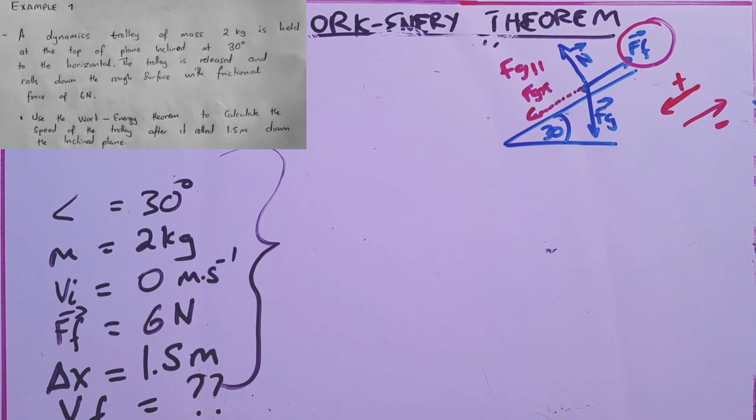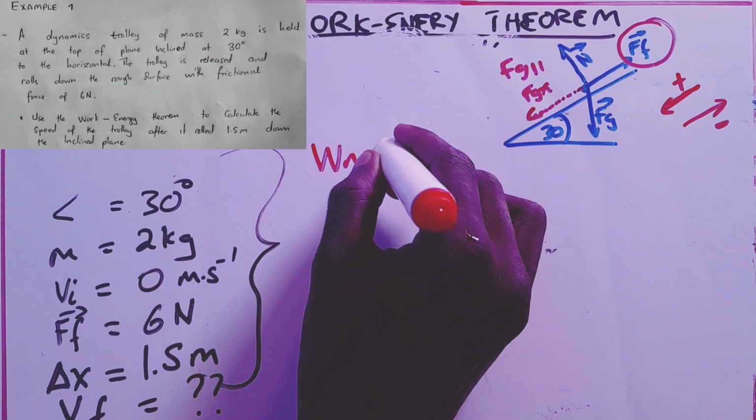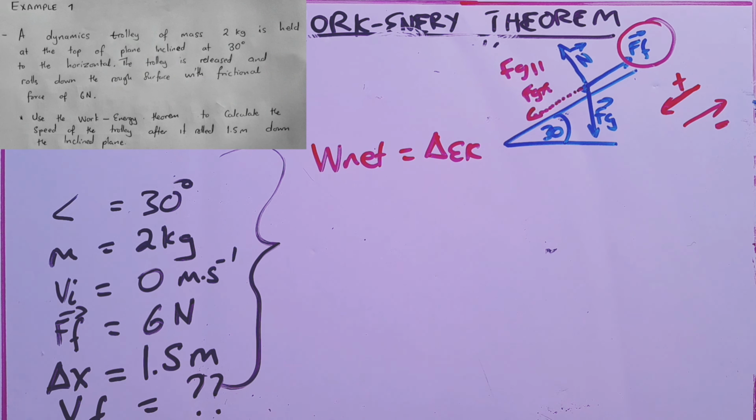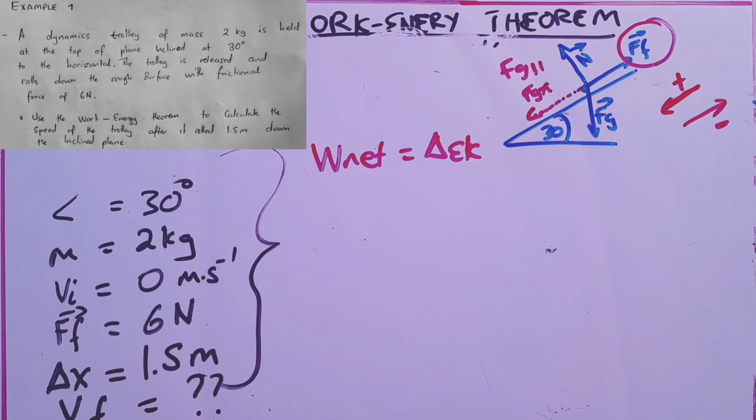So they said we must use the work energy theorem. So firstly, let's write it. It says work net is equal to change in Ek. So there's a mark for just writing Ek. Work net is equal to change in Ek. So next, we are going to expand this formula so that we can work out what we need. What we need here is the final velocity.